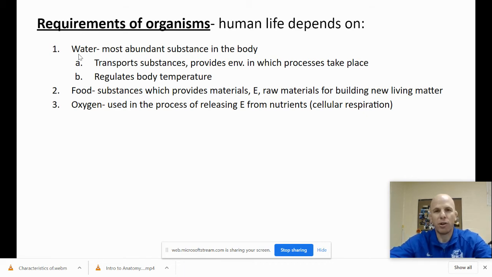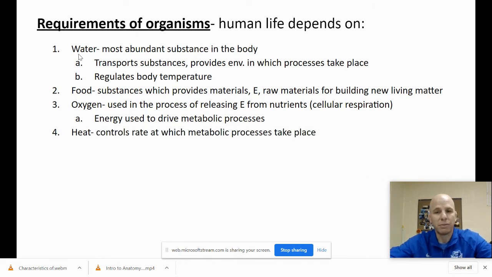I ask this question every year in anatomy and biology. I say, why do we need oxygen? Well, to live. Yeah, okay. Why else do we need oxygen? To breathe. Yes, that's true. But the number one reason is I use the oxygen to give me energy in my cells through cellular respiration.